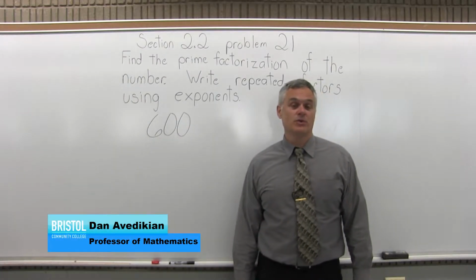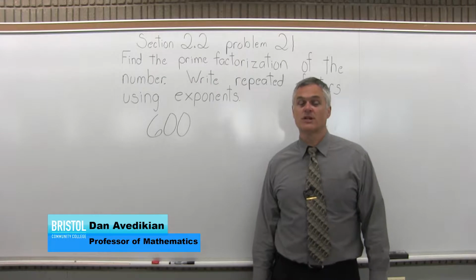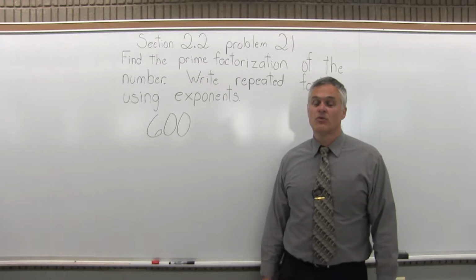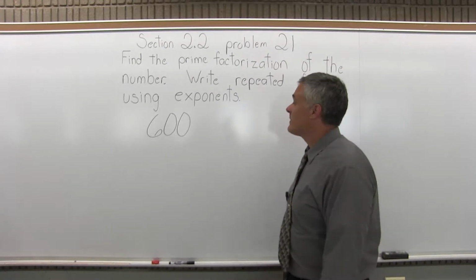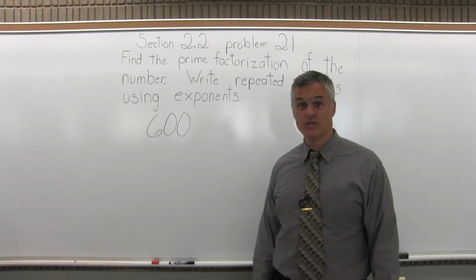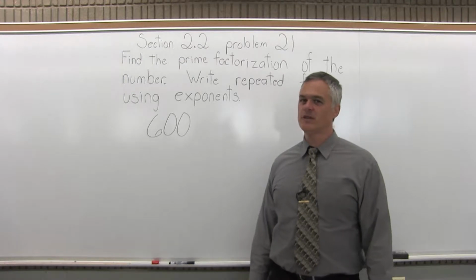This is Section 2.2, Problem 21. It says, find the prime factorization of the number, write repeated factors using exponents. So, we have 600. Seems really big. But you'll see it breaks down fairly quick.